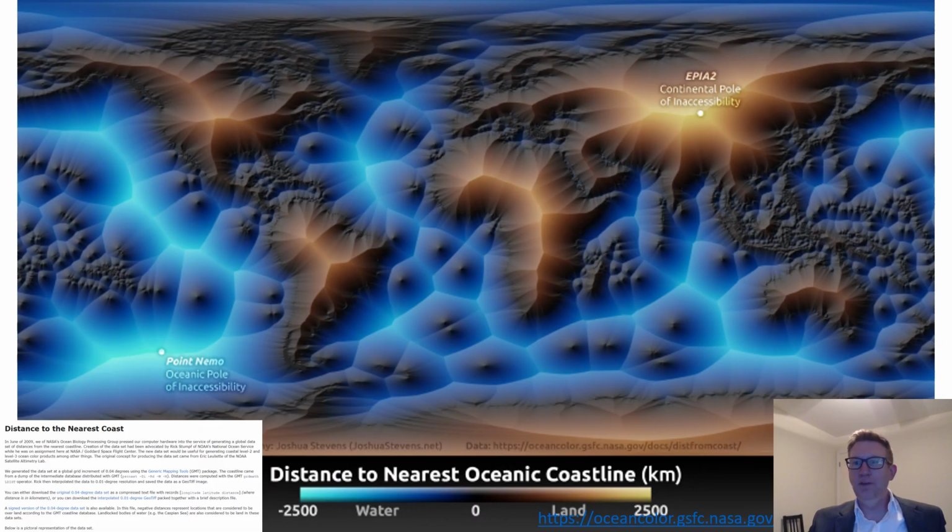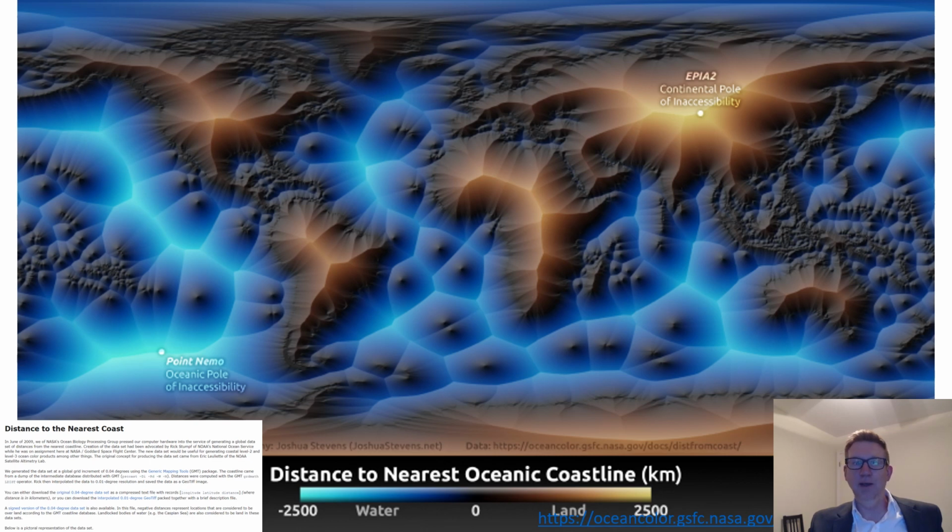This is one of my favorite visualizations that I've just seen recently of this kind of problem. This is a really fun data set produced by NASA that shows the distance to the nearest coast. And it's essentially that Euclidean distance tool applied to the linear shoreline file, or a polygon file, the same. And so it's kind of a fun way to do it. The visualization comes from Joshua Stevens. The data itself comes from NASA, and the link is here below.